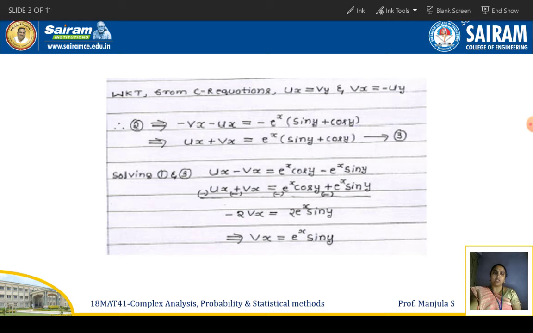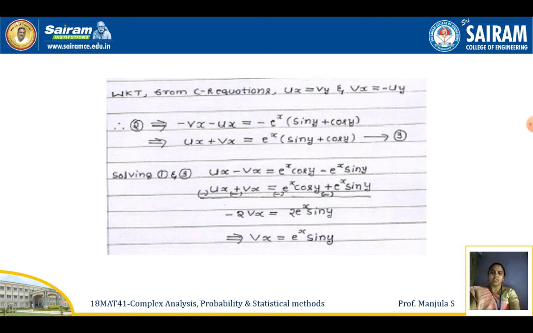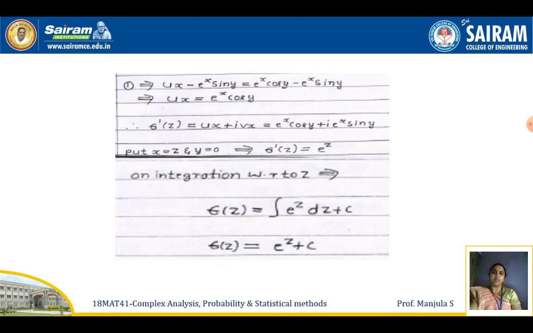Now solve equation number 1 and equation number 3. That is, ux minus vx equals e to the power x cos y minus e to the power x sin y, and ux plus vx equals e to the power x cos y plus e to the power x sin y. Change the sign so that the ux term gets cancelled. So minus 2vx equals 2e to the power x into sin y. The 2 gets cancelled, and vx is e to the power x into sin y. So now we got the value of vx, and with its help we can easily find the value of ux also.